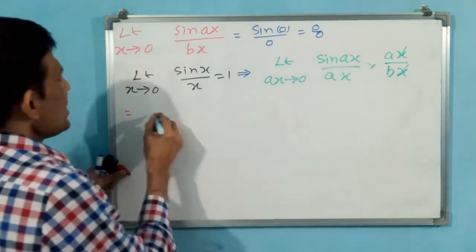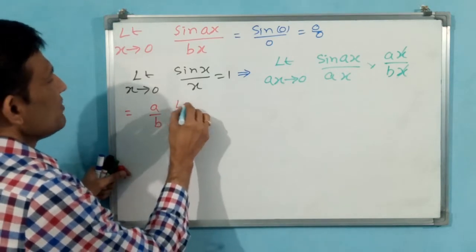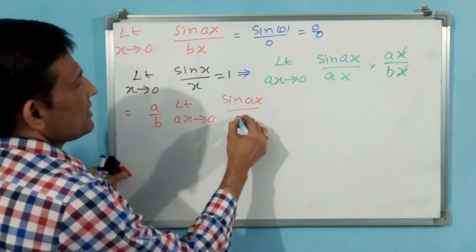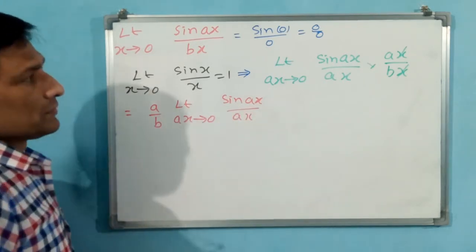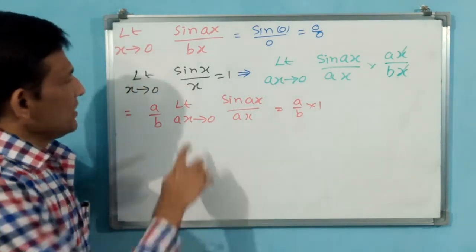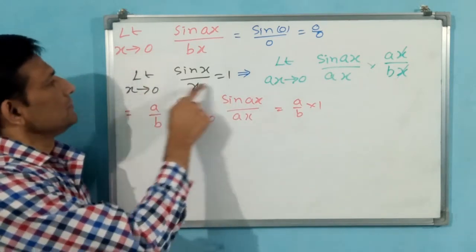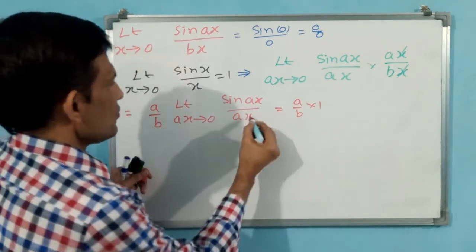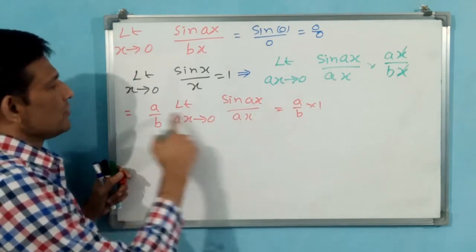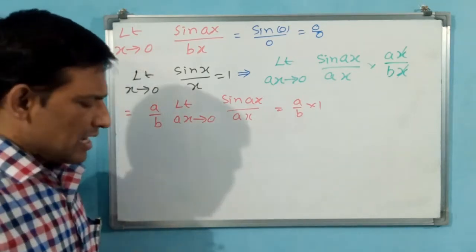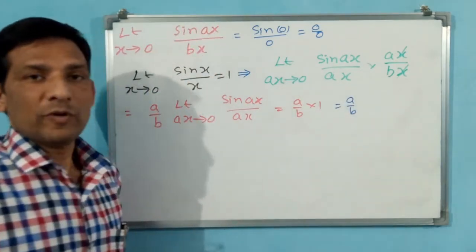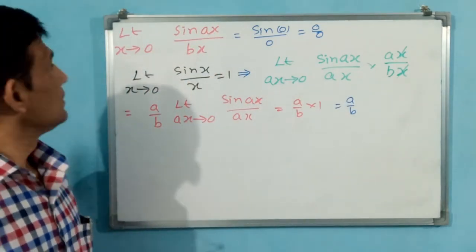That is equal to a by b limit ax tends to 0 sin ax by ax. Is it okay? Then that is equal to a by b into 1. Why? Because this will give 1. Limit ax tends to 0, sin ax by ax is equal to a by b into 1. That's all. A by b into 1 means a by b. That's all. Like this you have to tackle such questions.